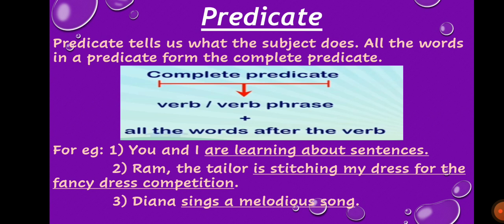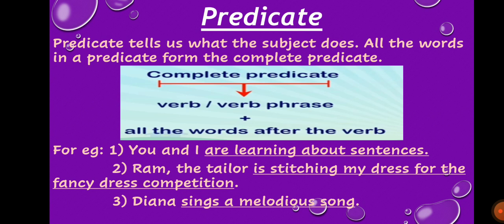In the second example, we can see that Ram the tailor is stitching my dress for the fancy dress competition. First, we have to identify the verb or verb phrase. So, here we can see that is stitching is a verb phrase over here, and the words followed after that, my dress for the fancy dress competition, is called as the predicate. So, the full is stitching my dress for the fancy dress competition is a predicate, as predicate involves a verb or a verb phrase with all the words following after a verb or a verb phrase.